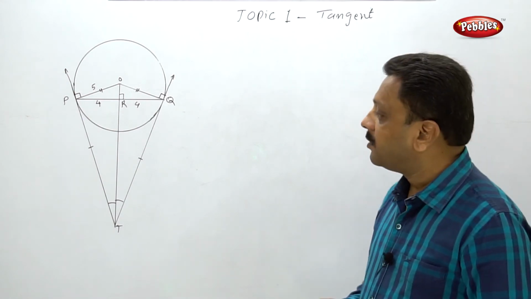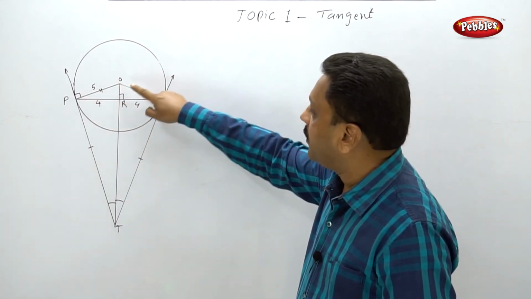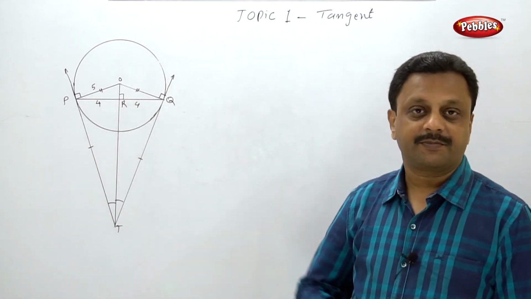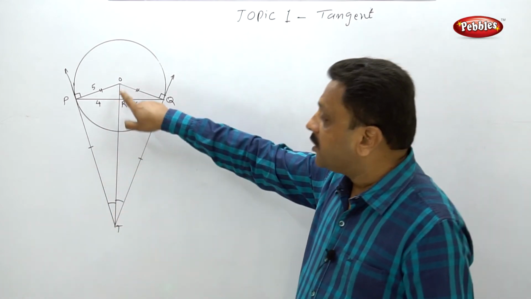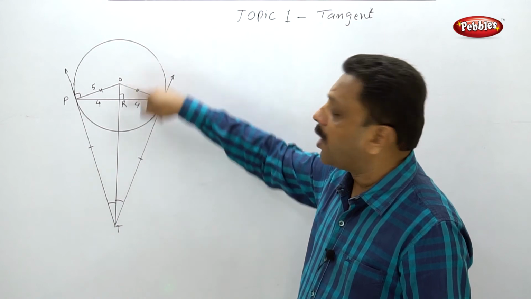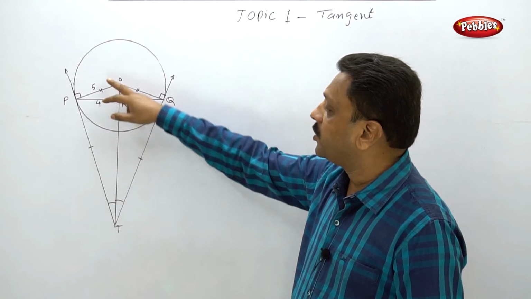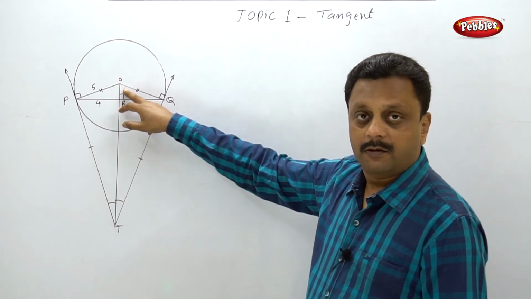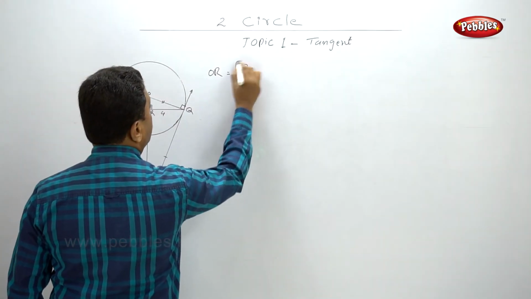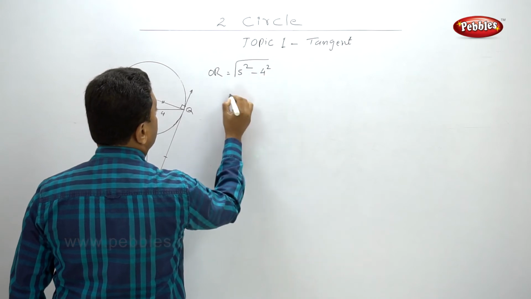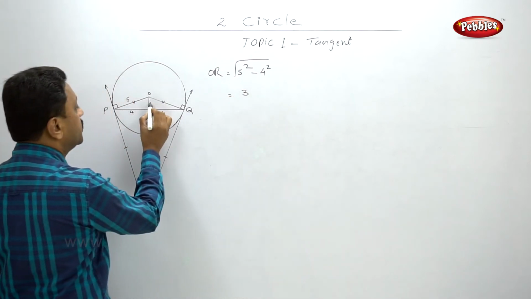Correct? Simple. So now you have got two right angles, one small right angle and one bigger right angle. Now in this small triangle, can you easily find OR? Very easy. By the Pythagoras theorem, because this is a right angle triangle, 5 square minus 4 square is OR square. So OR will be equal to the square root of 5 square minus 4 square, that is 25 minus 16, that is 9. So OR is 3. So this side we have got 3.